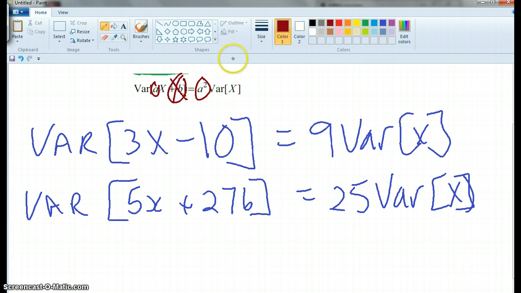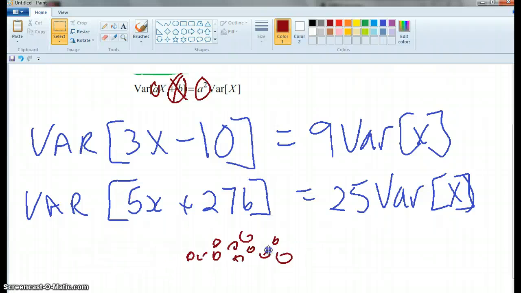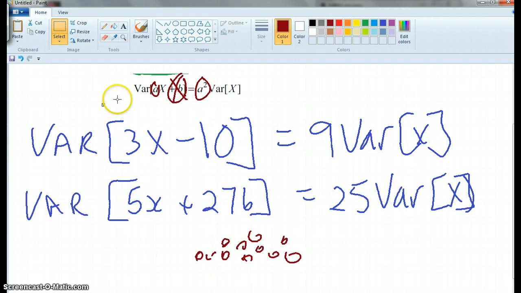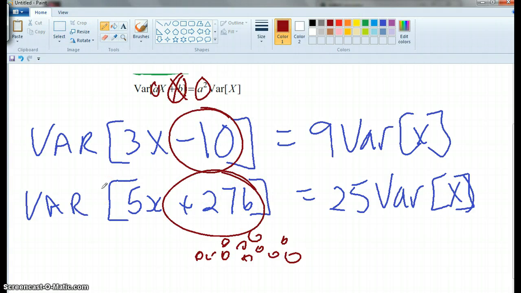Because it's a measure of spread. So if you had all these things spread out here, if that was my data, if I basically got that data and moved it up and down, I'm not changing the spread. Does that make sense? So the plus and the minus, minus 10 or plus 276, is not affecting spread. So this is effectively moving one group back and forth without altering the spread or shape of it.